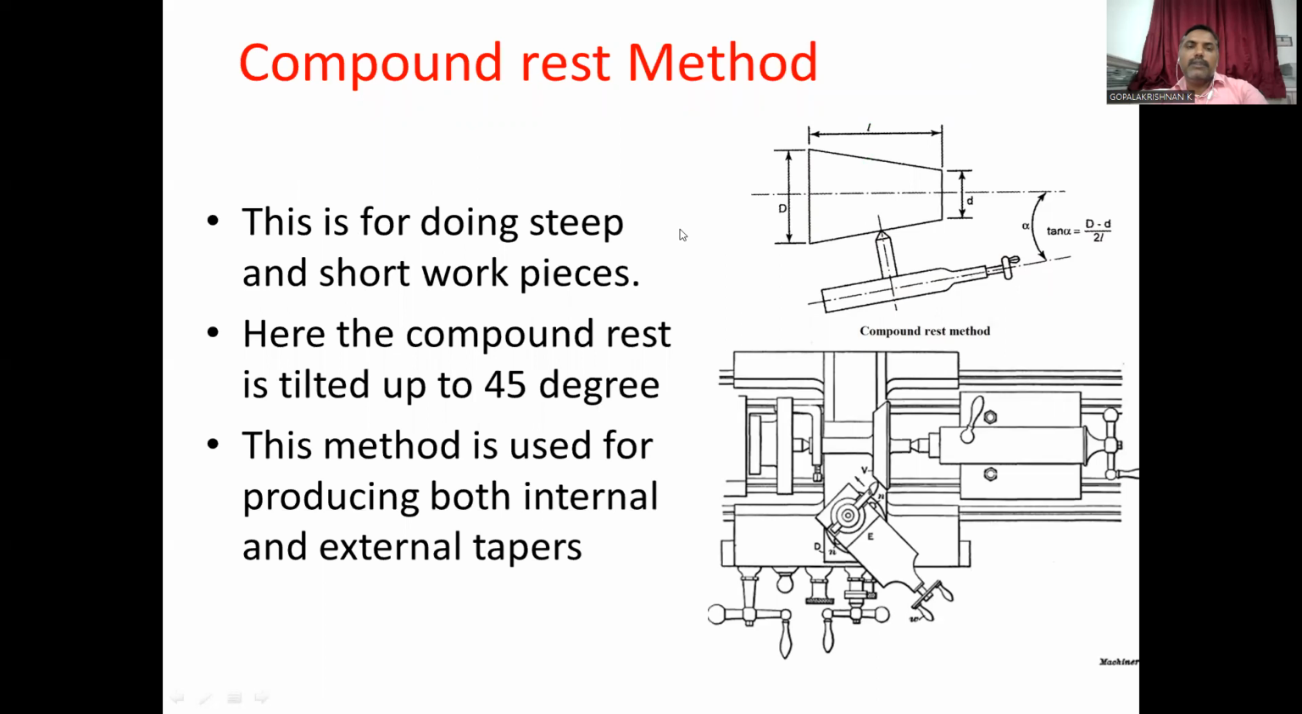Then next one, compound rest method. This is for doing steep and short workpieces. Here, the compound rest is tilted up to 45 degrees. This method is used for producing both internal and external tapers.